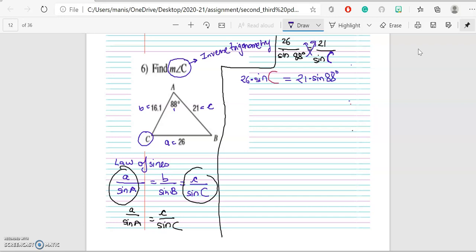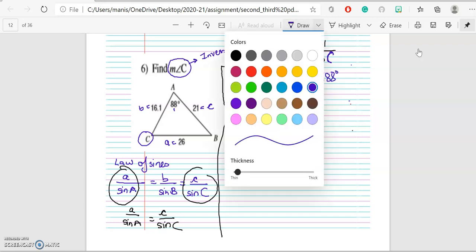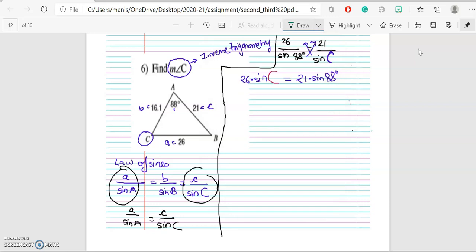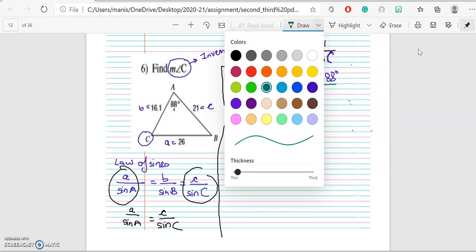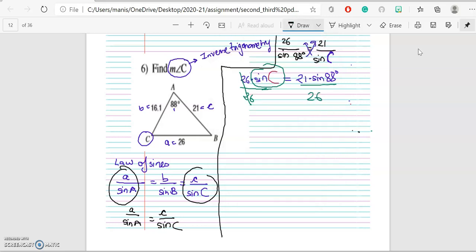88. Now in this question, what will happen over here is, you will divide first of all by 26 on both sides, because we have to find this value. Only C we have to find, so we cannot do otherwise. So we need to divide this by 26. This will be cancelled out. So your next step will look like this.